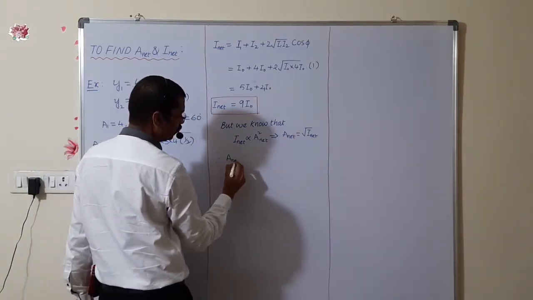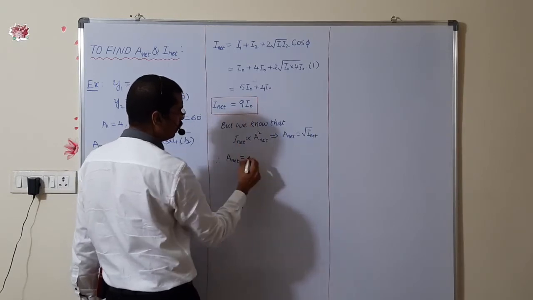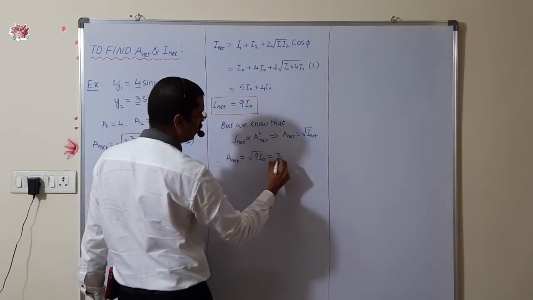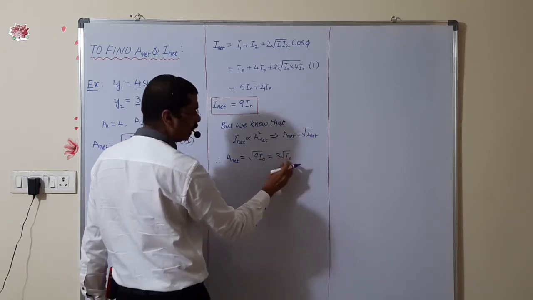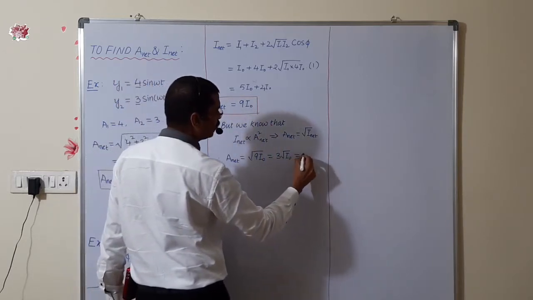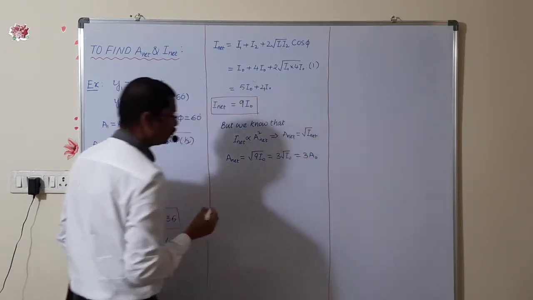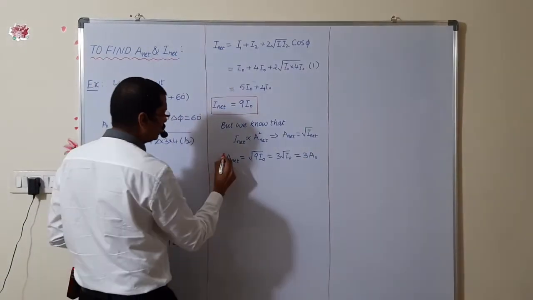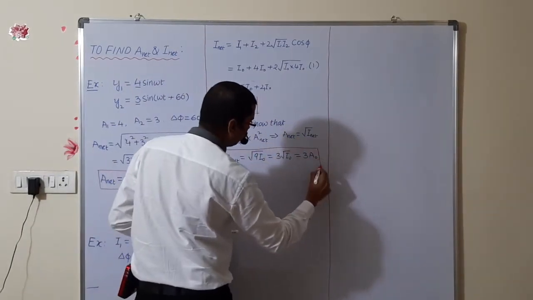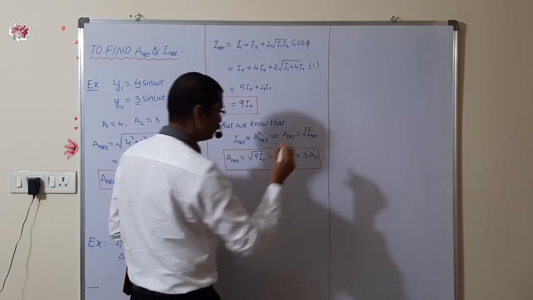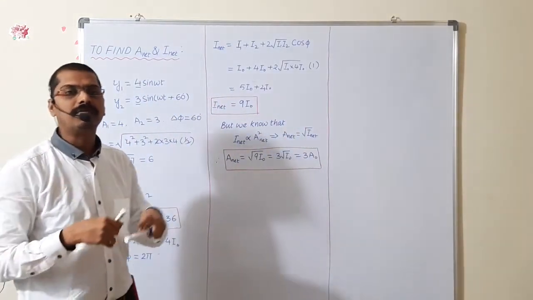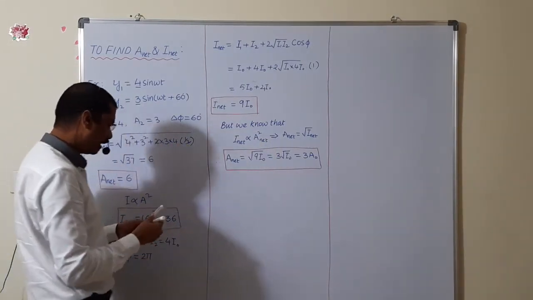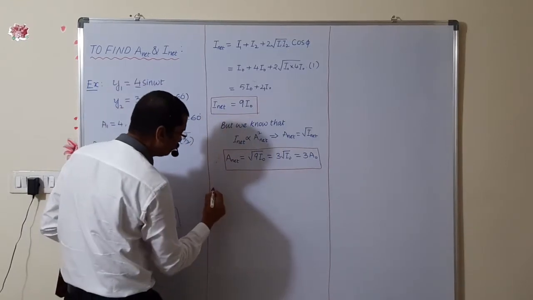Therefore, A net is equal to what we have to write? Under root 9 I0, then 3 root I0. Root I is nothing but A, so we can write it as 3 A0. This is the way to find I net from A net and A net from I net. Means if you know the intensity, by using intensity we can find the amplitude. If you know the amplitude, then we can find the intensity. This is one question according to phase behavior. Like that, we have to solve some other questions.